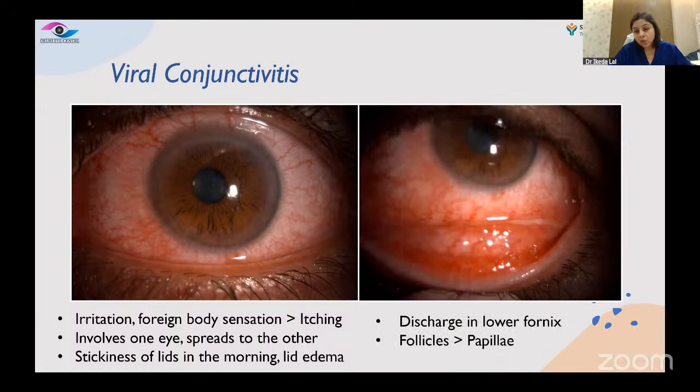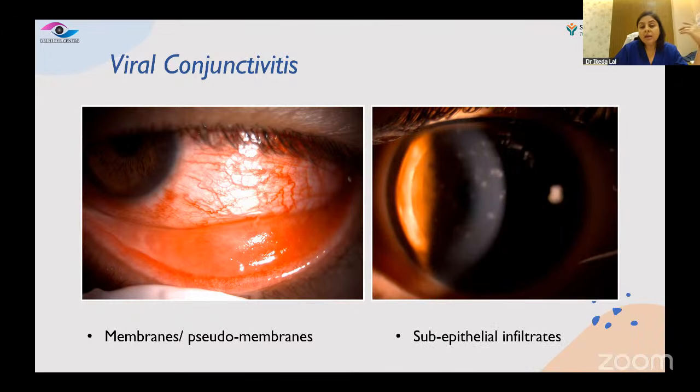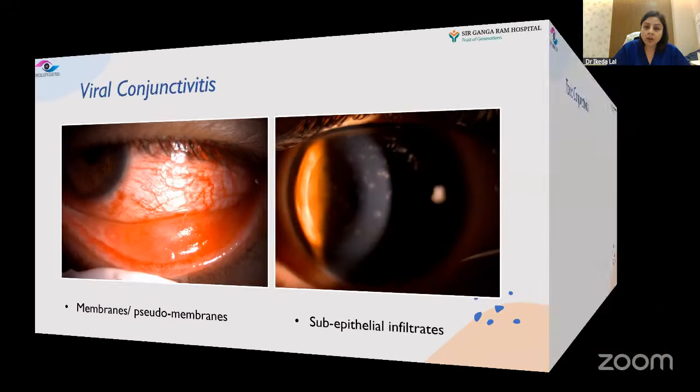Then we see some discharge in the lower fornix, which might not be as purulent. It might be more serous in viral conjunctivitis. There is more of a follicular reaction than the typical papillae that we see in cases of ocular allergy. Later on, we can even see membranes and pseudomembranes that might form after a couple of days in conjunctivitis. These patients might also subsequently develop corneal involvement in terms of subepithelial infiltrates more than the SPKs that we can find in allergic eye disease. Then we also have associated viral URTI that we can ask for. So these are a few of the pointers that can help in differentiating from ocular allergy.